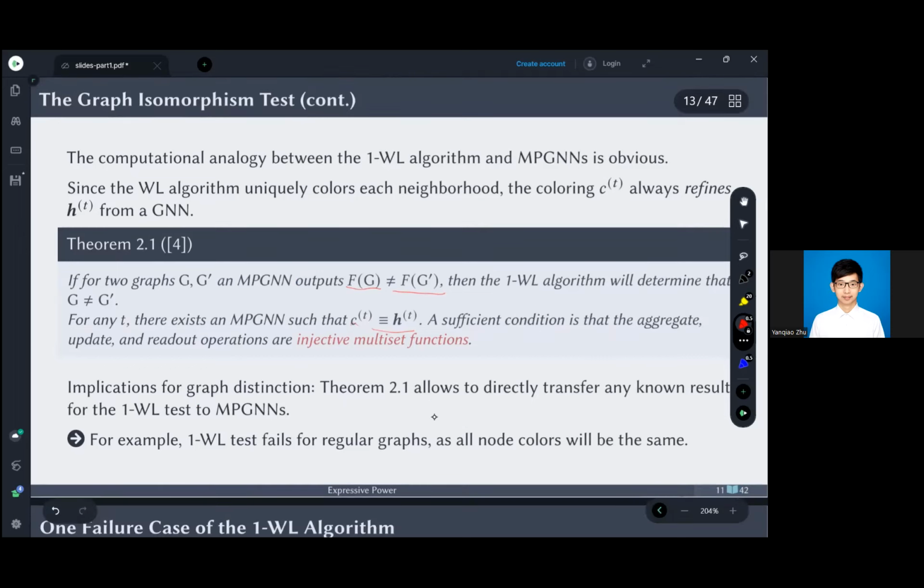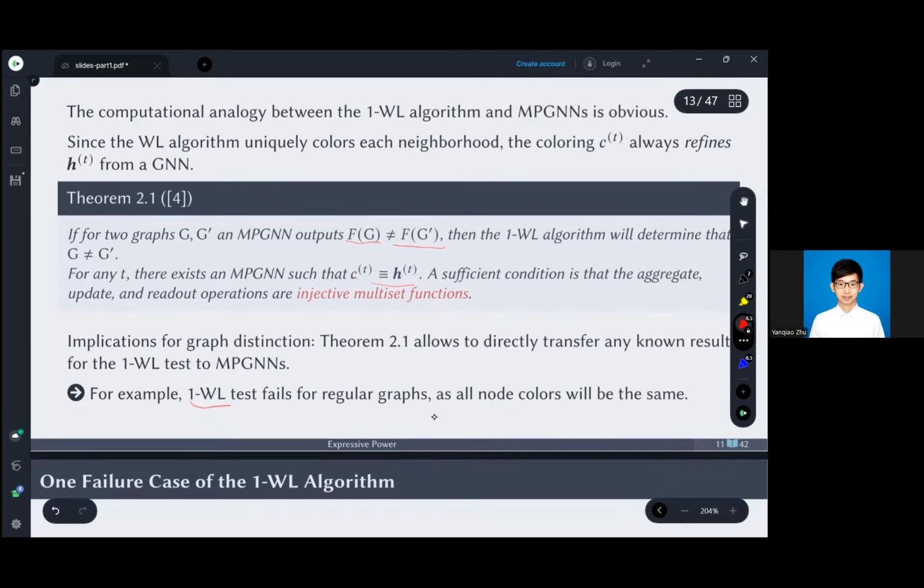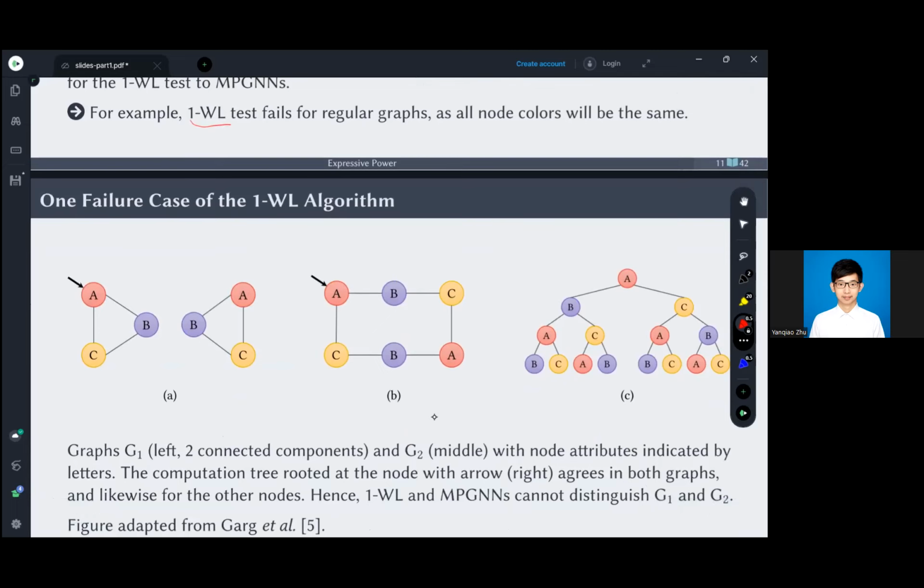So this actually gives some implications for distinguishing two graphs. Because it established an equivalence from the Weisfeiler-Lehman test to the graph neural network model, you can directly transfer any existing results for the one-dimensional Weisfeiler-Lehman test to the graph neural network model. One particular example is that the one-dimensional Weisfeiler-Lehman test fails to test whether two regular graphs are isomorphic to each other, so the graph neural network model can't as well. What are regular graphs? A regular graph is one where all the node degrees are the same in the graph.